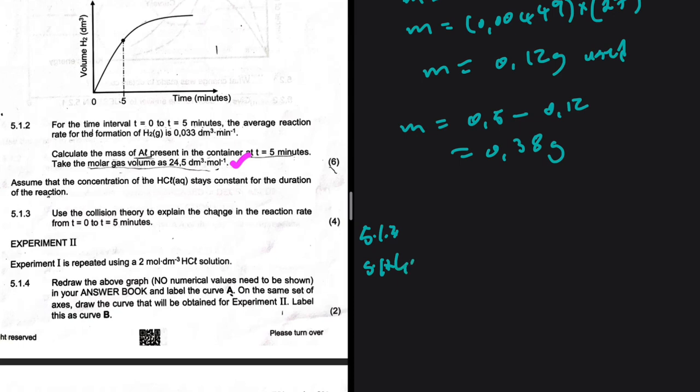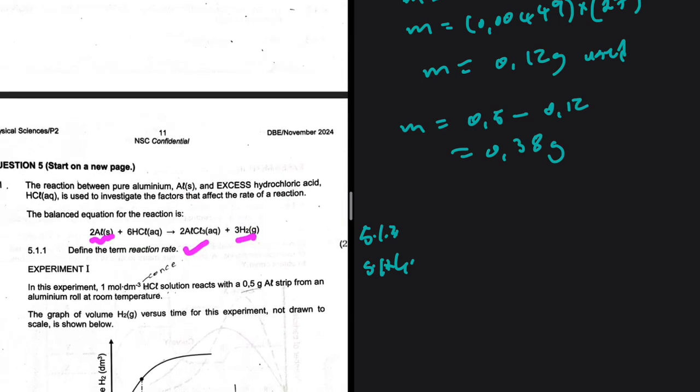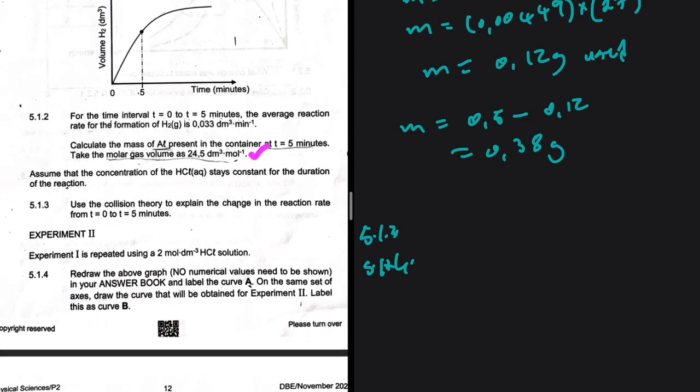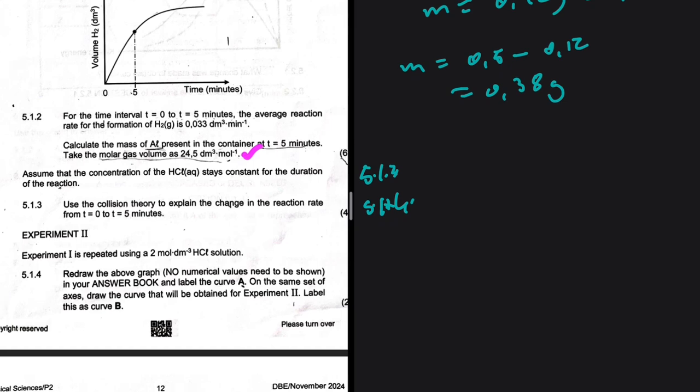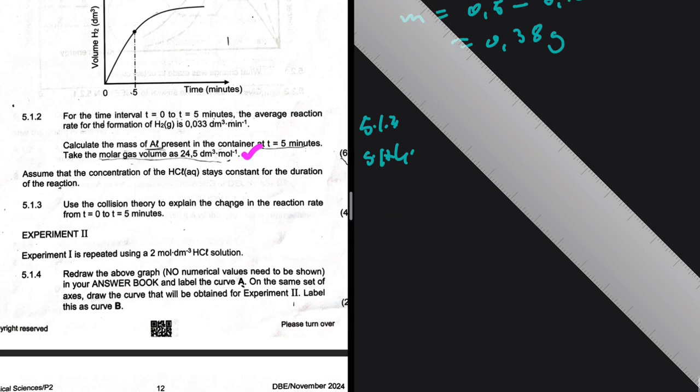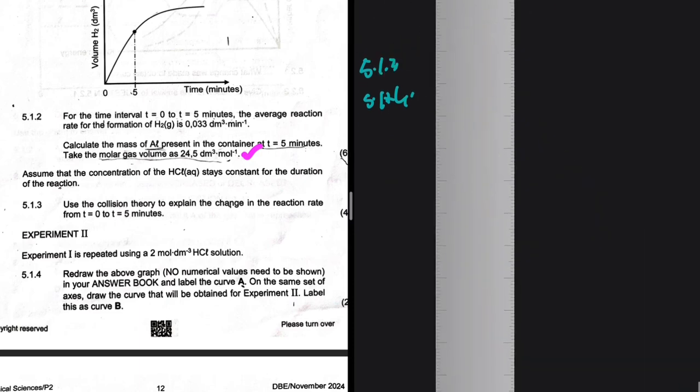5.1.4, experiment 1 is repeated using a 2 mole per decimeter cube HCl solution. What was the solution initially? The solution initially was 1 mole per decimeter cube. Now it goes up to 2 mole per decimeter cube. The question says, redraw the above graph. Non-numerical values need to be shown in your answer book and label the curve A. On the same set of axes, draw the curve that will be obtained from experiment 2. Label this curve as curve B. Okay, so this is quite an interesting question.